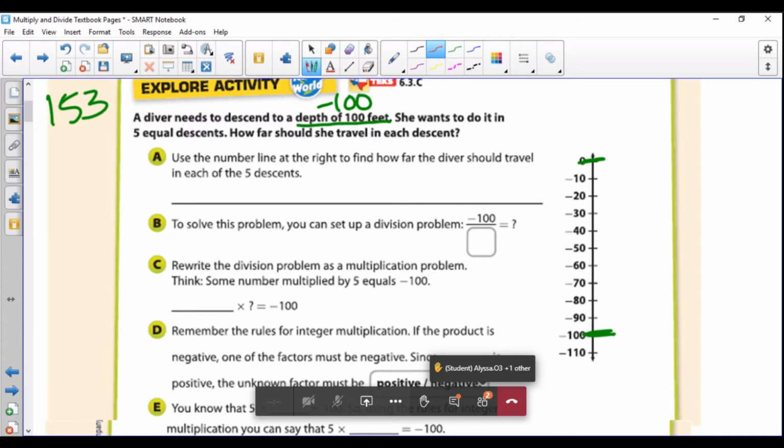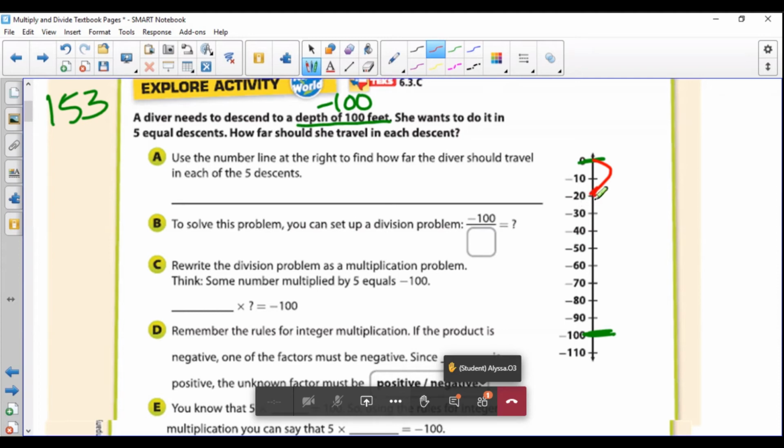Okay, let me hear from Alyssa. Alyssa, go ahead and share. I'm pretty sure you'd have to do 2, because if you do 5 descents each, then you have to do 5 descents twice to get to 100. Perfect. Okay. So when I want to do 5 descents, they're going to be 2 spaces each, right? And so Serena, Alyssa, when I go from 0 down 2 spaces, what number do I end on?